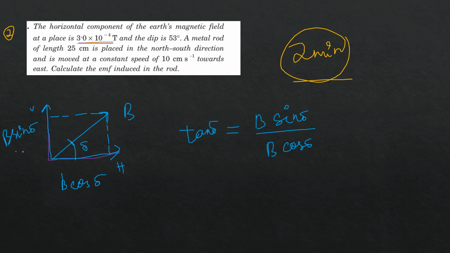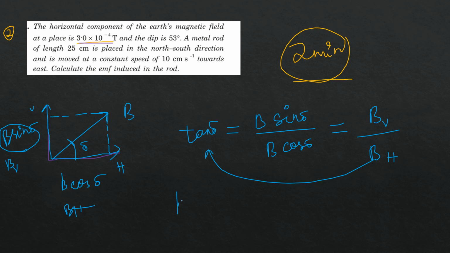What is B sine delta? The vertical component, so I can write it as BV. What is B cos delta? The horizontal component, I can write it as BH, isn't it? So B sine delta is BV, and B cos delta is your BH. This is the formula for the angle of dip: tan delta is equal to BV by BH. Alright, so if I take BH to this side, this would be what?